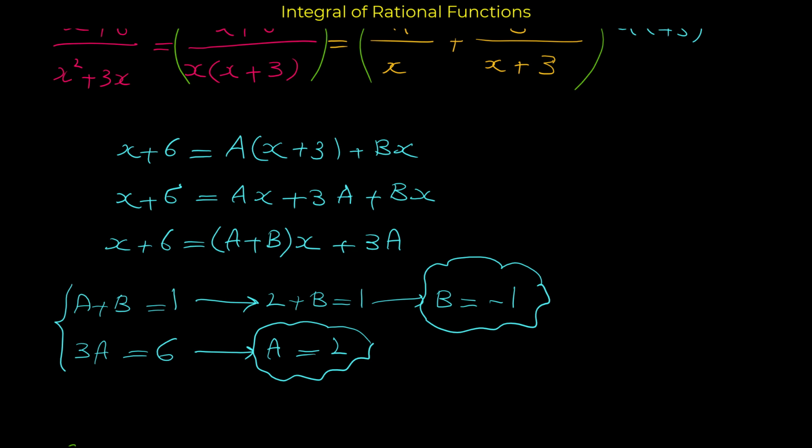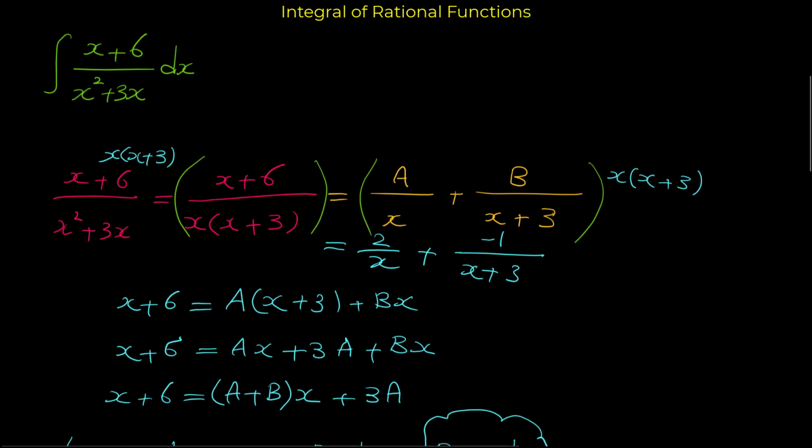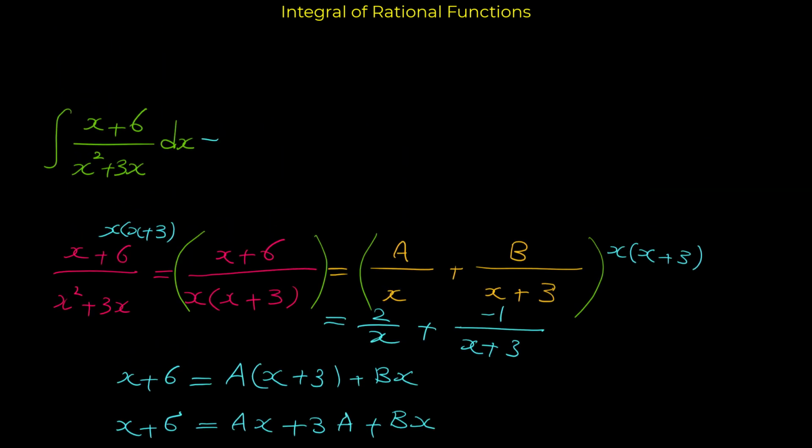Now that we have the values of the coefficients, we substitute these values in the partial fraction. A is 2, so we have 2 over x plus B is -1, so we have -1 over x plus 3. So for this function we can write this as the integral of 2 over x plus -1 over x plus 3 dx.